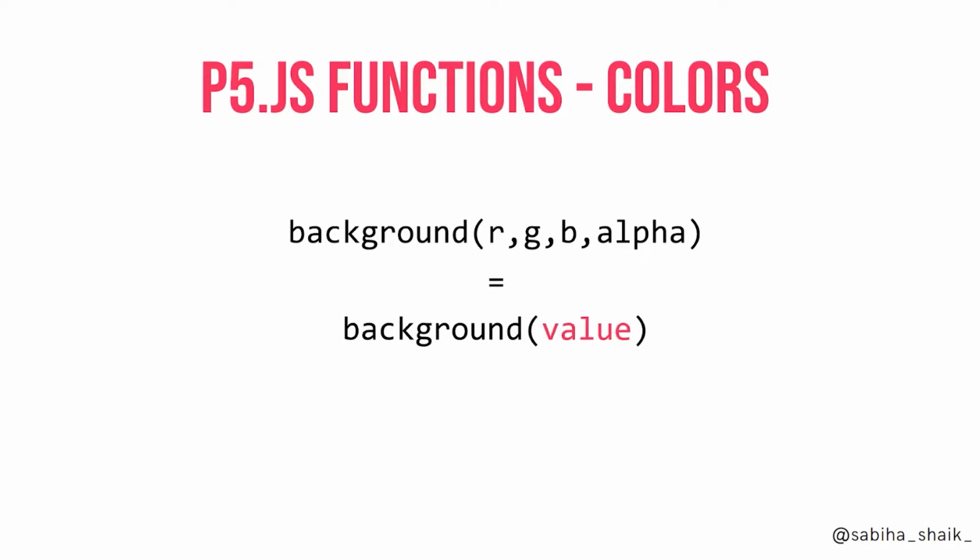So we used an RGB value to give the background color, but we could also say background and give just a singular value, and it would be the same as defining all of the RGB values with the same value. So if I say background of 220, it would be like saying background of 220, 220, 220. So that's another way you could easily give a background color for your canvas.